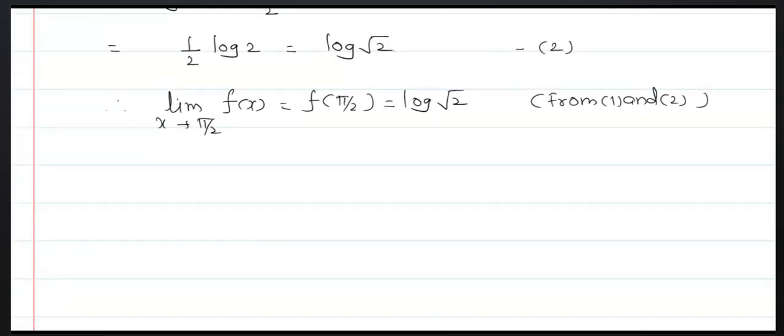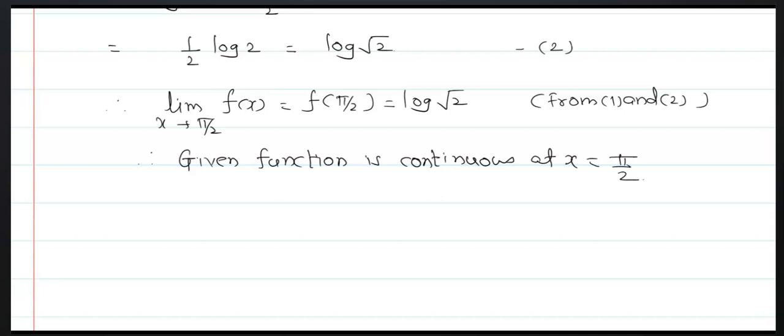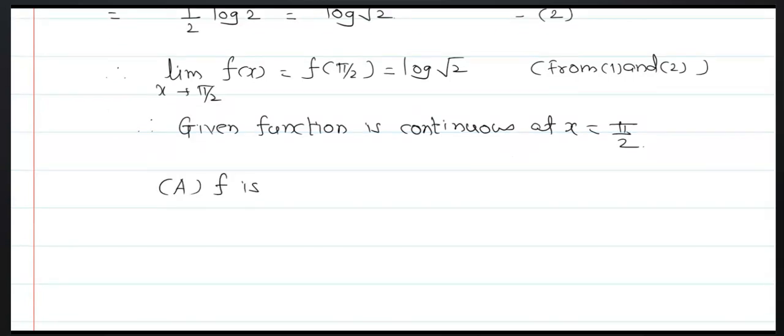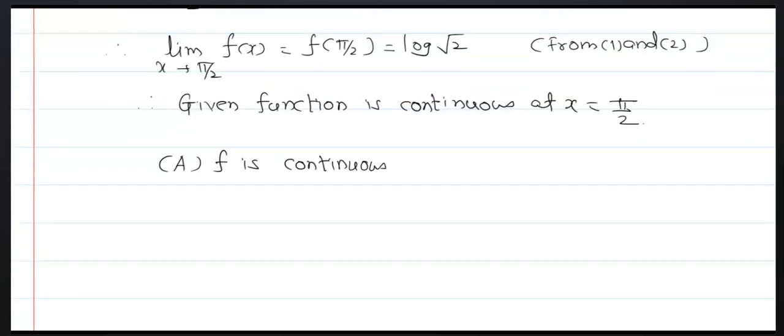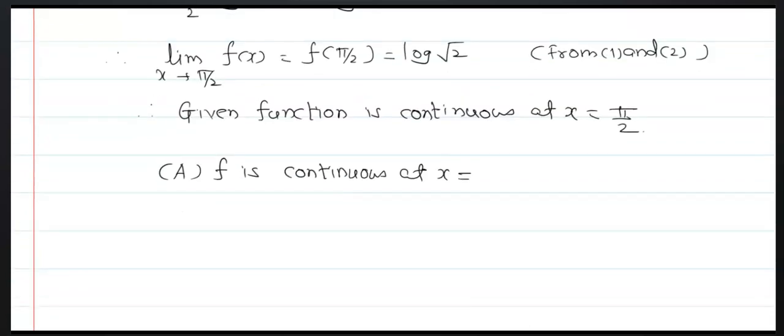Therefore, from 1 and 2, the given function is continuous at x equals pi by 2, and hence option A is correct: continuous at x equals pi by 2.